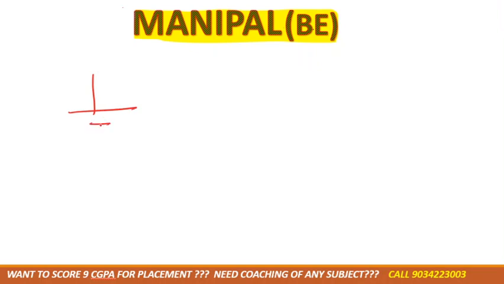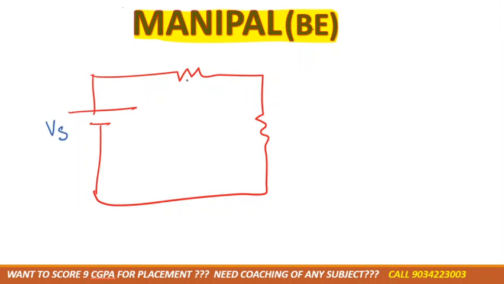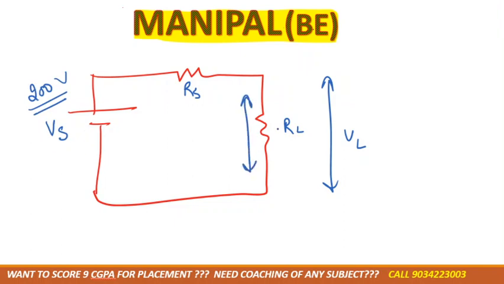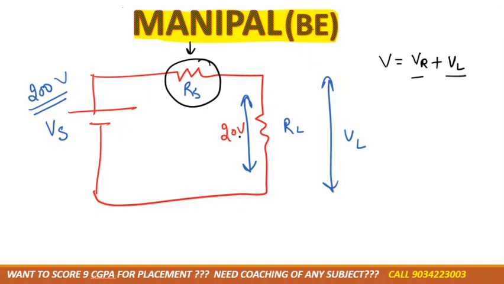One second, I'm making it more clear. This is VS, this is RS, this is RL, this is V. Okay. So I am saying the total voltage, the supply voltage, is 200. And I told you the voltage consumed by the load resistance is 20 volt, right? So how much is the voltage consumed by RS? In the series connection, V is equal to VR1 plus VR2.